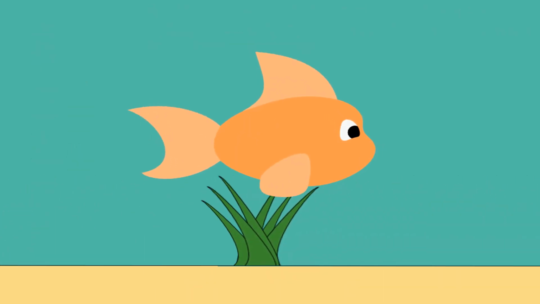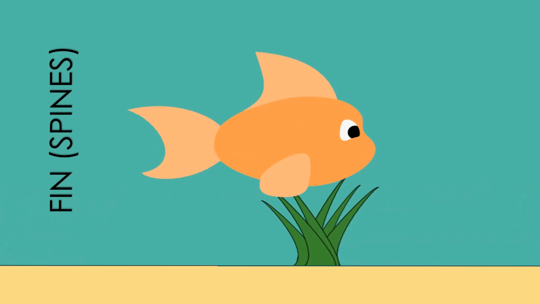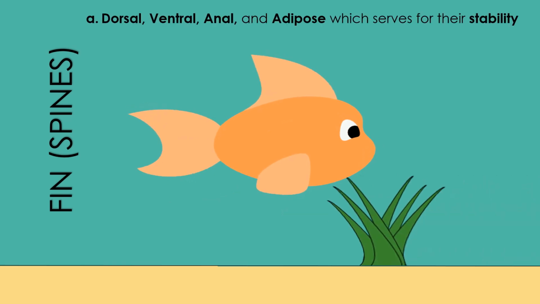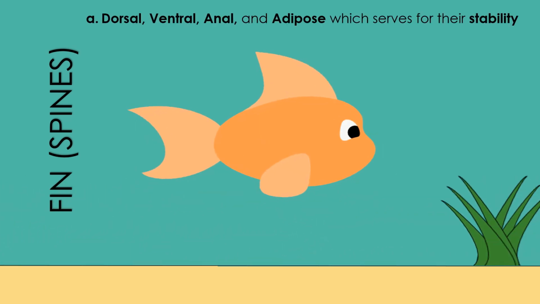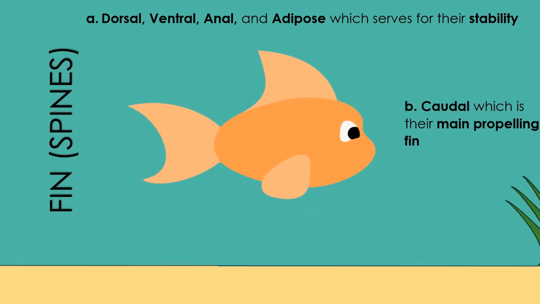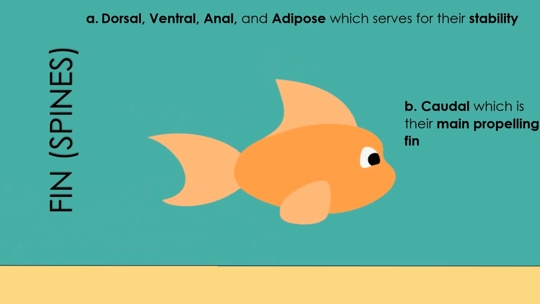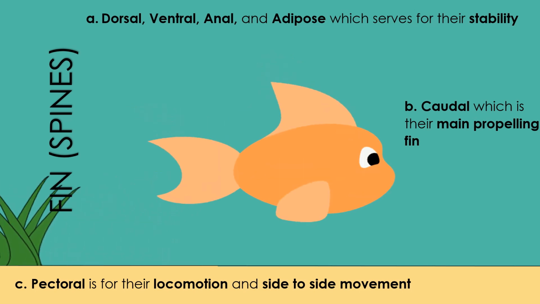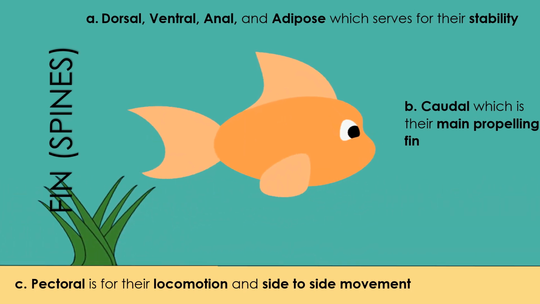The fin is made up of a stiff ray covered by skin which helps them to swim. It has the following classifications: dorsal, ventral, anal, and adipose, which serve for their stability. It has also caudal, which is their main propelling fin. And the pectoral is for their locomotion and side-to-side movement.